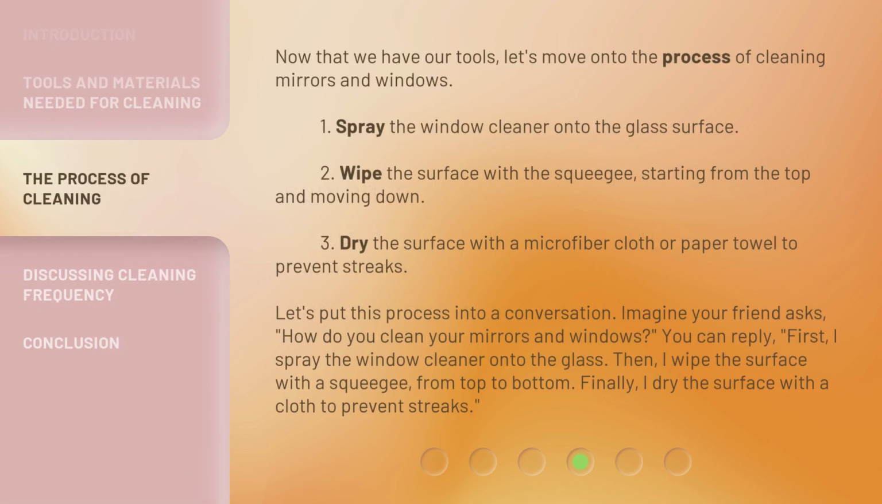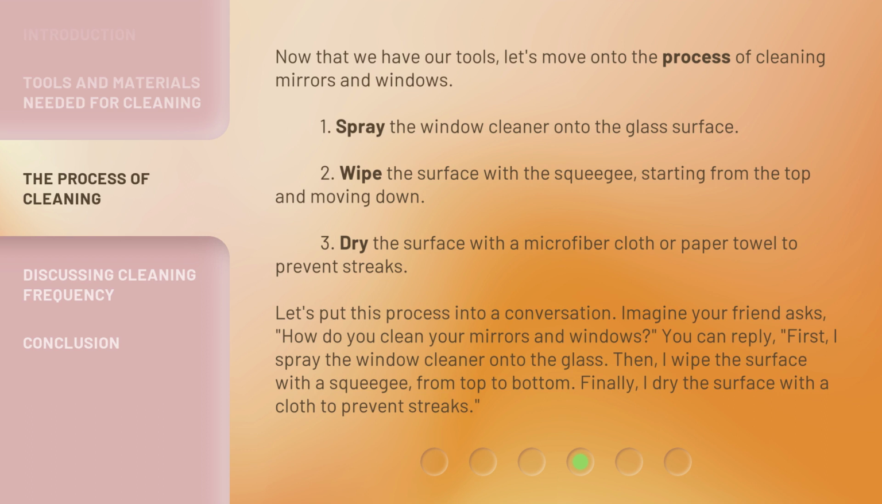Now that we have our tools, let's move on to the process of cleaning mirrors and windows. 1. Spray the window cleaner onto the glass surface. 2. Wipe the surface with the squeegee, starting from the top and moving down. 3. Dry the surface with a microfiber cloth or paper towel to prevent streaks.